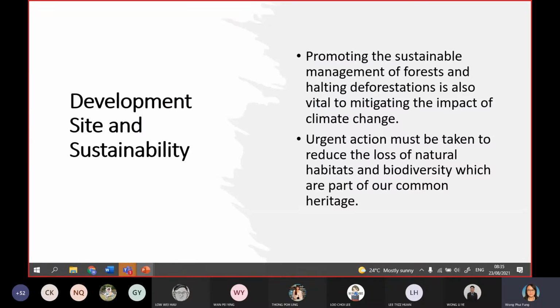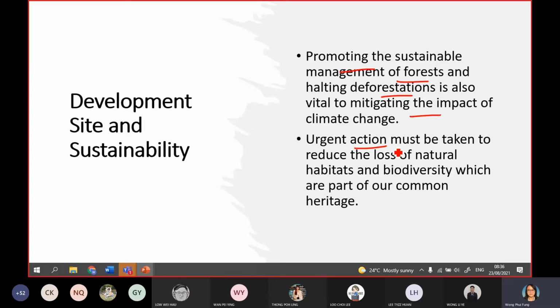Okay. All right. So now, after I talk about the importance of the forest, what happens if the forest is gone? So now, how can we integrate the land together with sustainable development? Of course, the first one is to promote the sustainable management of the forest, and halting deforestation is a very important aspect in order to mitigate the impact of climate change. Which means that when we kickstart the building, try and take the mature trees rather than the immature trees.